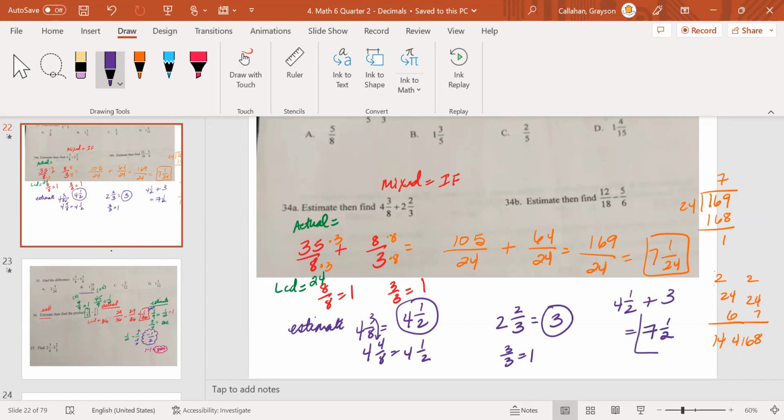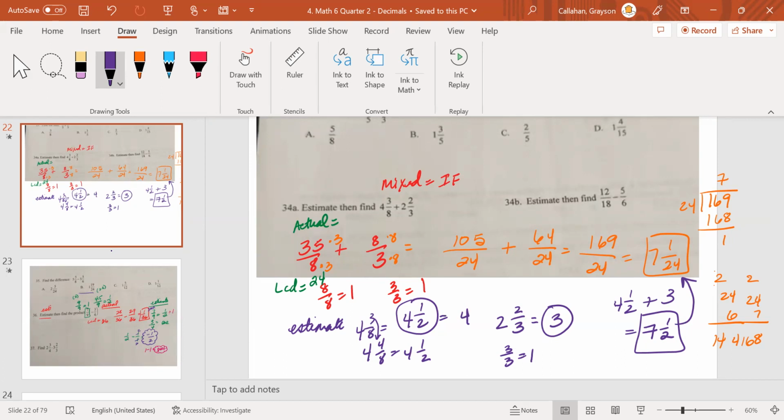Plus 1/2. That's fairly close to that, right? You still ended up with 7, right? Yeah, so it's an estimation. I mean, if you were to really estimate this, you could also just say, oh, 4 and 3/8, well, that can also just be 4, right? Because 3 is not close to 8. 7 and 1/2.